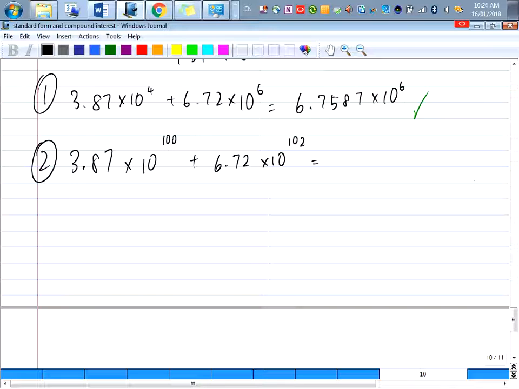Power, take the 102. Huh? I don't understand. Wait, I'm asking him. Now, what about the power? Take the bigger one and put where? Here. And then? Okay.